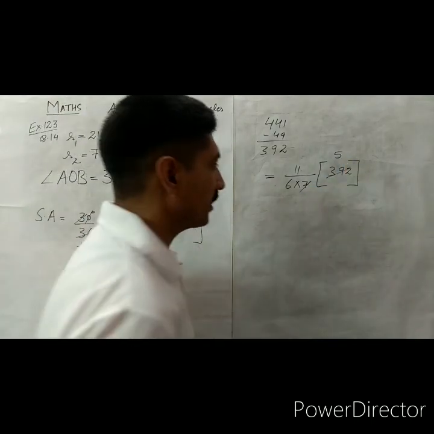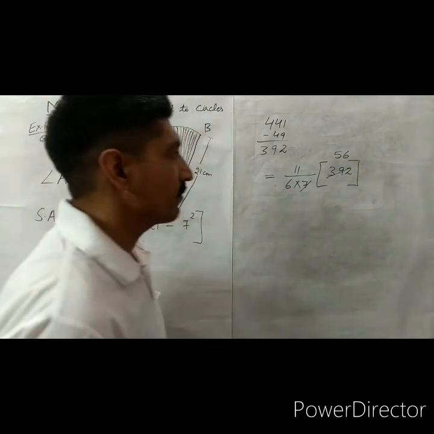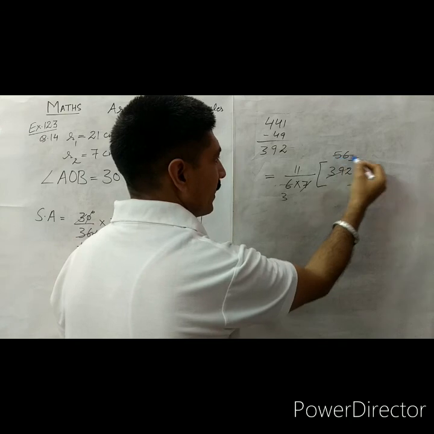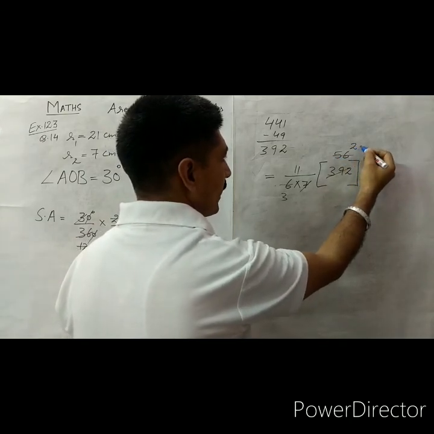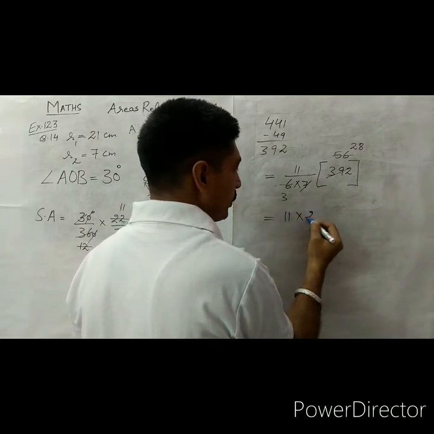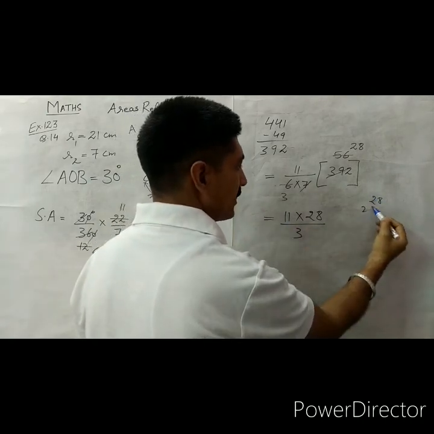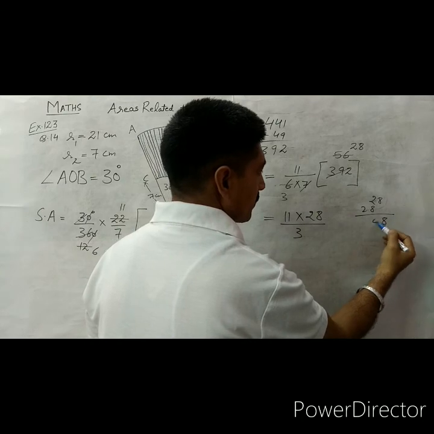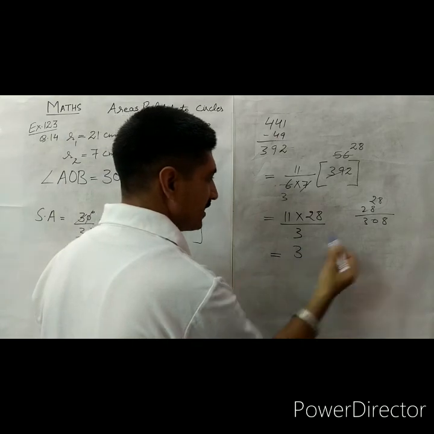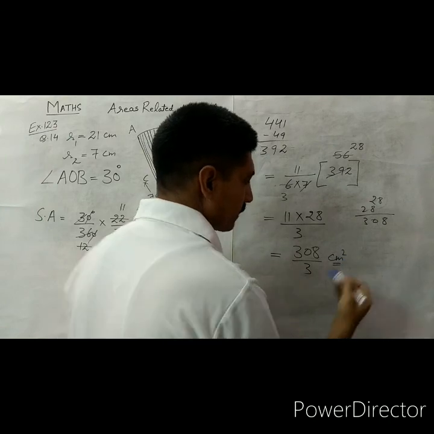5s are 35, 4 is the remainder 42, 7 6s are 56. So again 3 2s are 6, and here we have 2 2s are 4 and it is 28. So we have the calculation 11 into 28 divided by 3 here. So we have 28 that is 3. So the final answer, the shaded area is 308 upon 3 centimeter square.